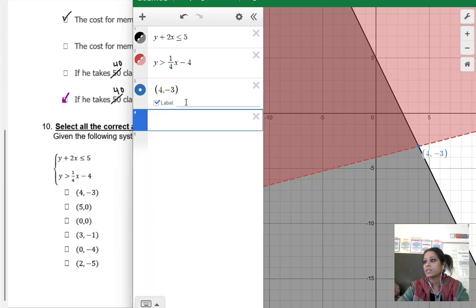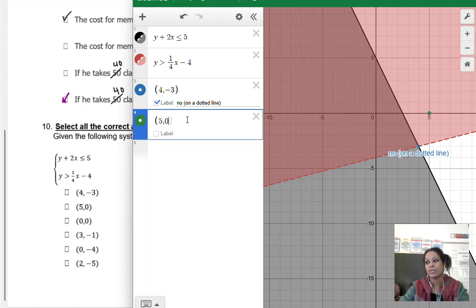So here's the first one. Is that a solution? The answer is no, because it's on a dotted line. Both of them have to be a solid line. Okay, so that's that for that. All right, and then the second point is at 5, 0. You have to pretty much do all of them. The answer to this is no, because it has to be over here, or on the solid line only over here. Okay, so this is also a no.